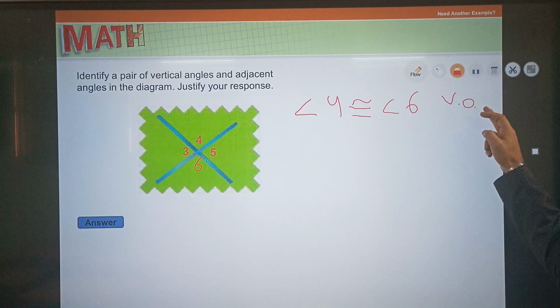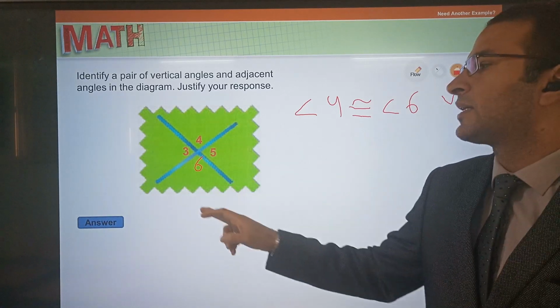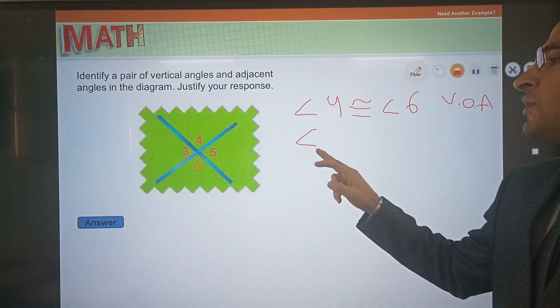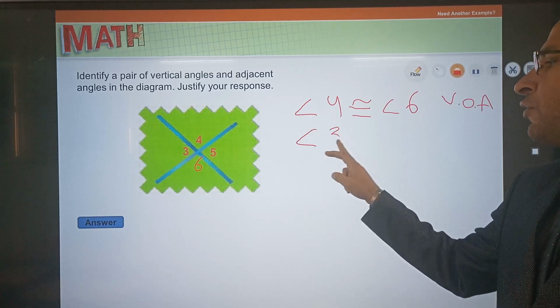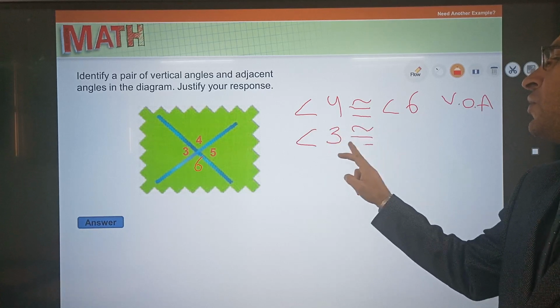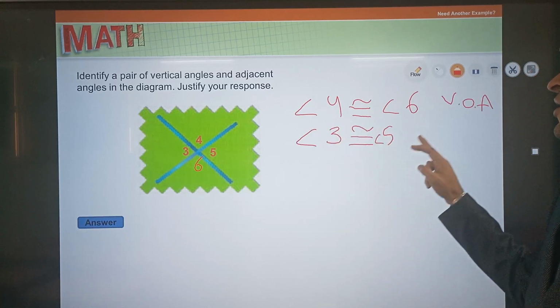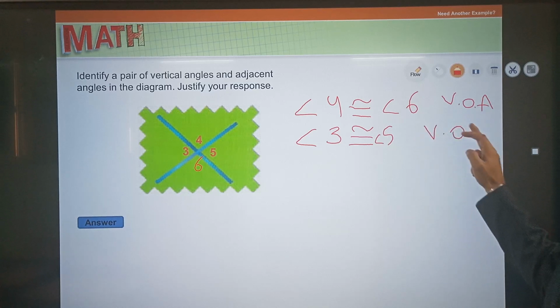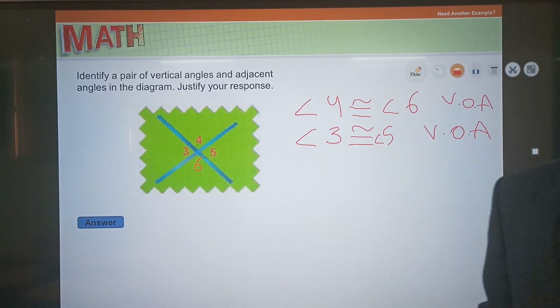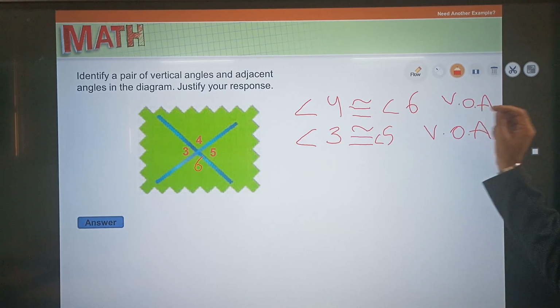So I have here the 4 and 6. I have angle 3 and 5. Angle 3 congruent with what? With angle 5. These two angles are equal or congruent. Why? Because they will be vertically opposite angles. So each pair will be called vertically opposite angles.